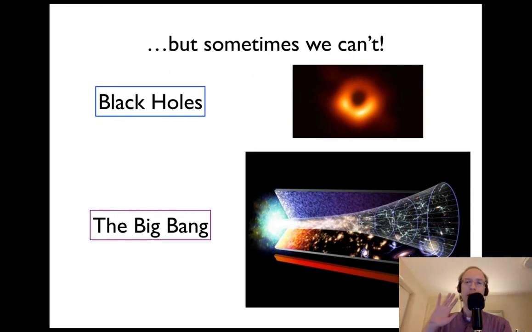Nothing can escape, not even light, hence the name black hole. And you may have seen this picture that was in the media recently, I guess, or at least within the last year or two, of people taking this actual image of a black hole.